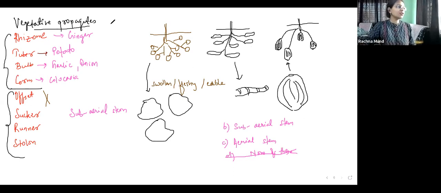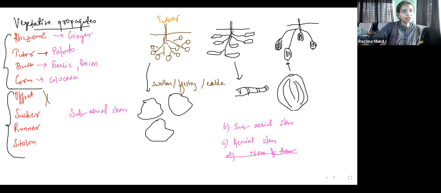Who is rhizome, tuber, bulb? Come on. I gave the structures now. Potato. What is its shape? Irregular. This will come as tuberous or tuber. That means having an irregular shape, and that is the potato.